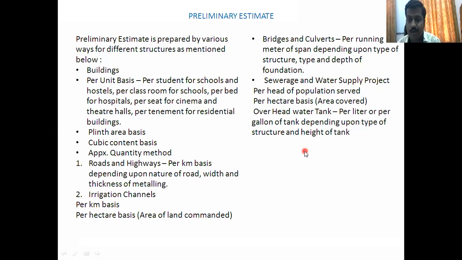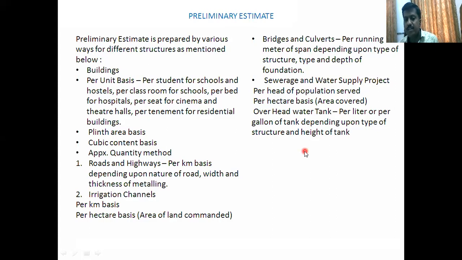I will take one detailed session of more than 2 hours to highlight the road estimate. Though it is not in your syllabus, I will still take it, because there are many students who are interested in working on the road side. If you are interested in taking up road work, you must have knowledge about the road estimate, how to prepare it, and what different methods we can use for it.